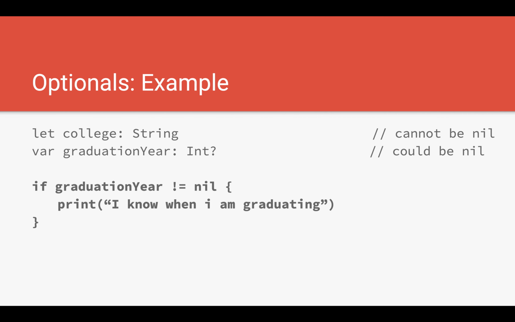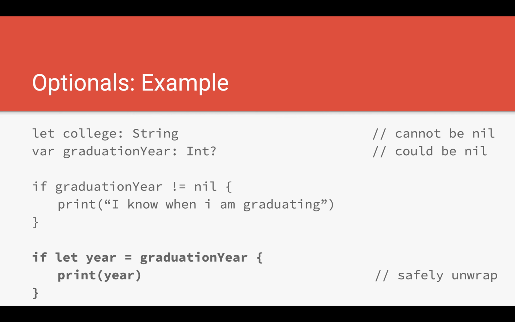Okay, so here's one way that you could use this optional graduation year, right? You might need to check if graduation year is not nil, then okay, you know when you graduated. That's great.